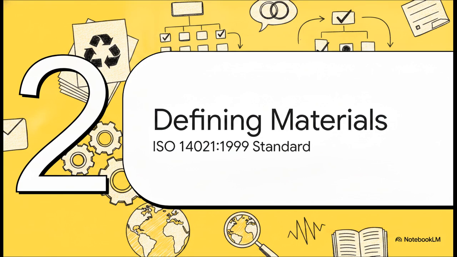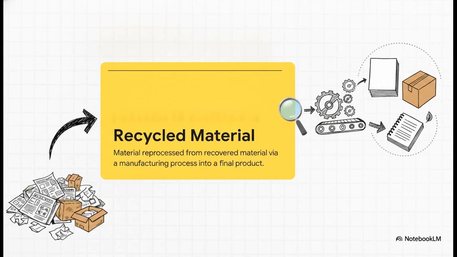Section 2. Defining recovered and recycled materials based on the ISO 14021-1999 standard. Let's look closely at how the strict ISO standard officially defines recycled material. It's material reprocessed from recovered material by means of a manufacturing process and then made into a final product or a component. So the crucial point here is that there has to be a physical transformation. It's simply not enough to just collect a bunch of stuff in a warehouse.